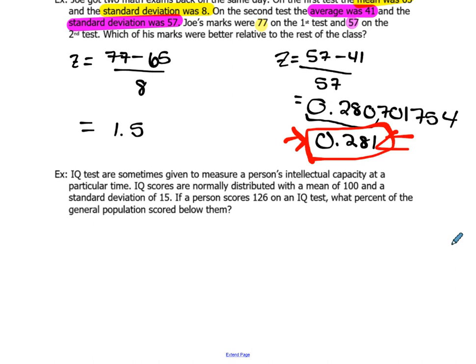So now's when you're going to need those pages out of your textbook because we're going to take these z-scores that we know how to find now and use those tables to figure out percentages. So IQ tests are something given to measure a person's intellectual capabilities or capacity at a particular time. IQ scores are normally distributed, which means it has a mean of 100 and a standard deviation of 15. So if a person scores 126 on an IQ test, what percent of the general population scores below them?